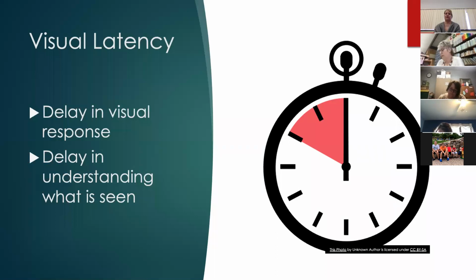Visual latency. We talked about this a little bit last time about the need for that child to have time to make a response. So not only is there a delay in seeing the object, so a delay in visual response, there's also a delay in understanding what is being seen. So if I see my hand, okay, that's one kind of visual response, but recognizing it, oh, okay, this is my hand, that's the second kind of visual recognition. And oftentimes there's latency in both of those.